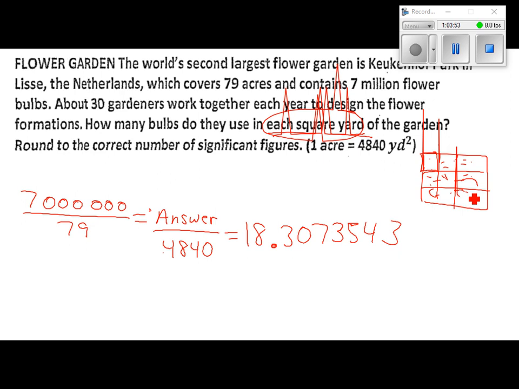Well, is our answer going to be 18.3073 whatever? Is that going to make any sense? You're not going to split a bulb up just to plant it in there. So we're going to round this off to probably what? 18. So probably about 18 bulbs. Again, use common sense when you're doing any of this with significant figures, precision, or rounding.